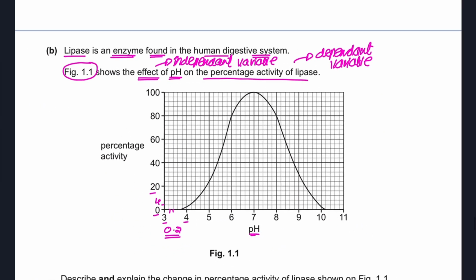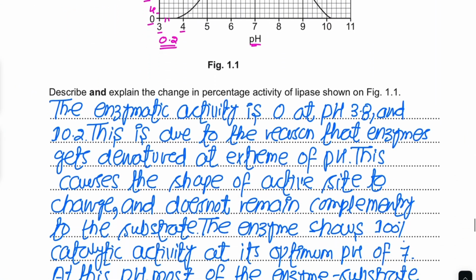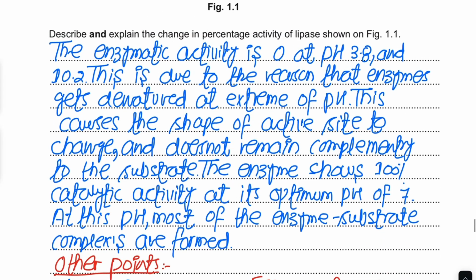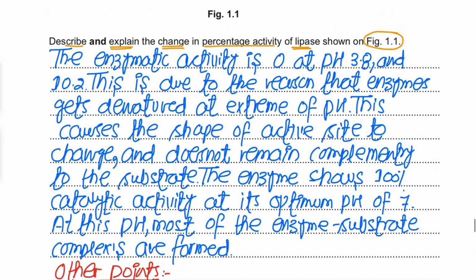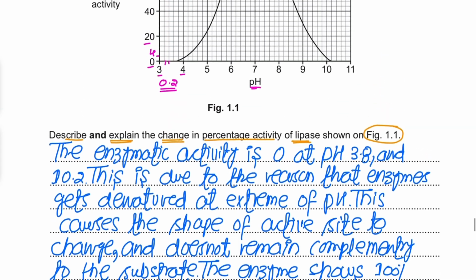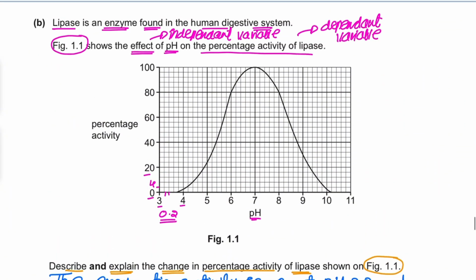Now, if I were to move further, what they are asking is that for a total of 6 marks, you are required to describe and explain the change in the percentage activity of the lipase, which is shown in figure 1.1. And by 6 marks, there could be 4 descriptive points and 2 explanation points, or you could write 3 description and 3 explanation points. So let me simply try to describe the graph.